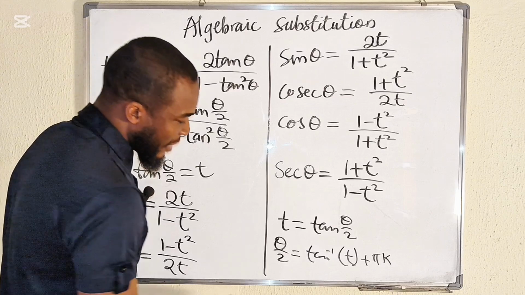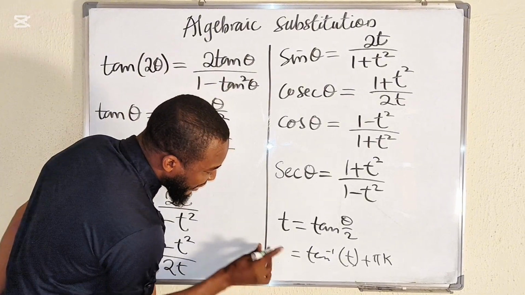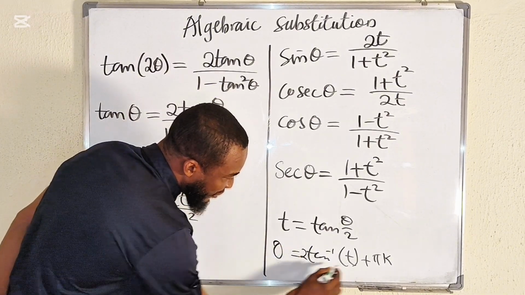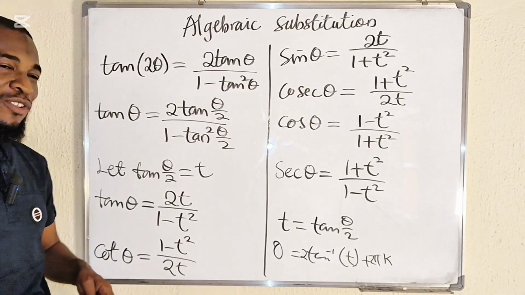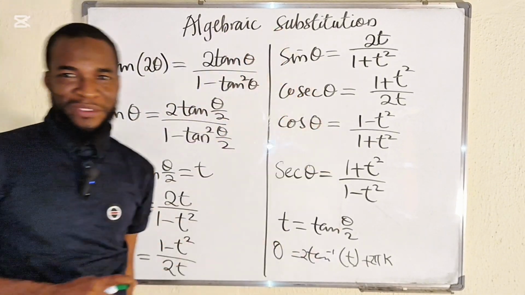Where should I do that? You multiply by 2, this becomes theta. This becomes 2, 2. And you're good to go. This is how you can solve that equation with algebraic substitution.